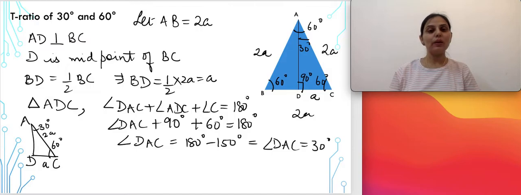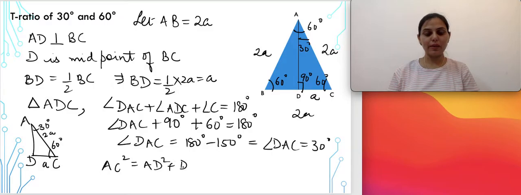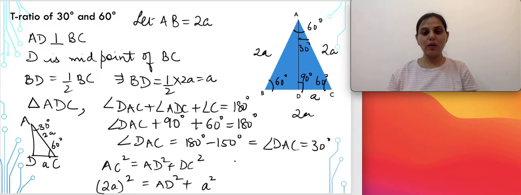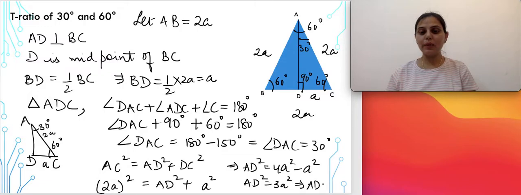So let us calculate the value of AD using the Pythagoras theorem. AC square will be equal to the sum of base square and perpendicular square. Let us substitute the values. AC square in this case means 2A whole square. AD square is AD square itself and DC square means A square. Or this can be written as AD square is equal to 4A square minus A square, or AD square can be written as 3A square. That means the value of AD will be equal to root 3 A. So this gives you the value of AD.